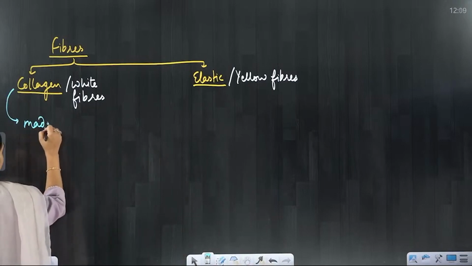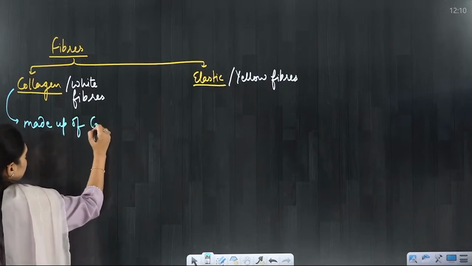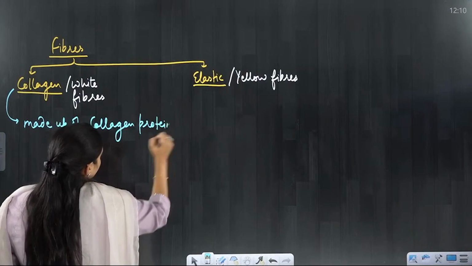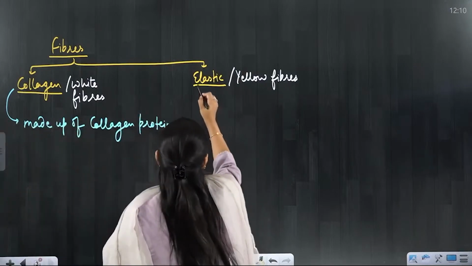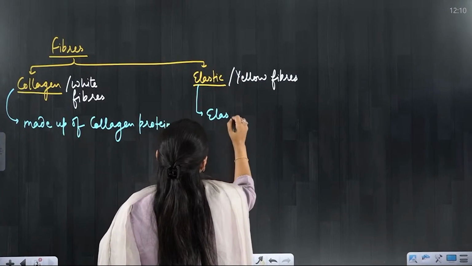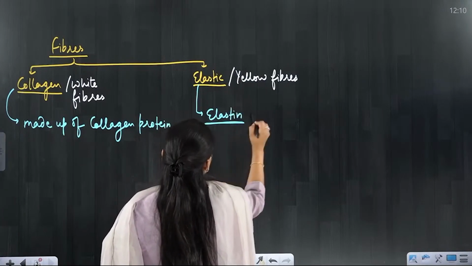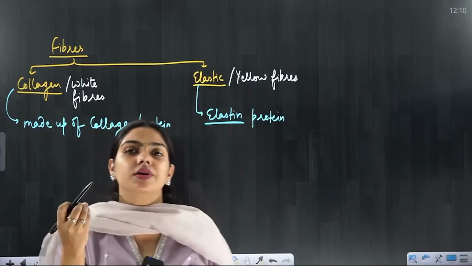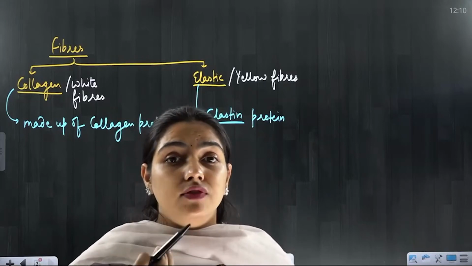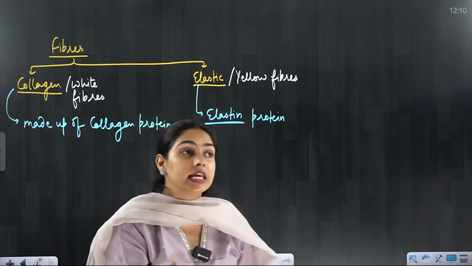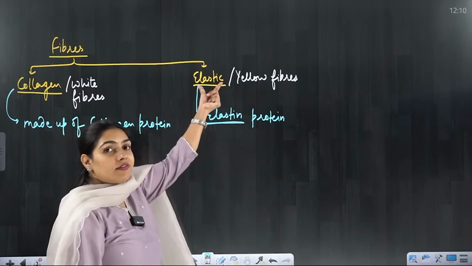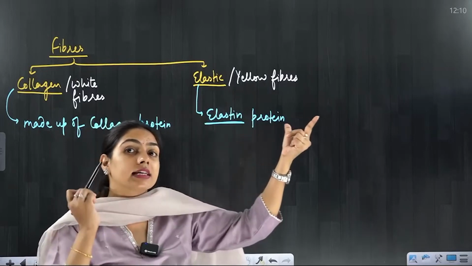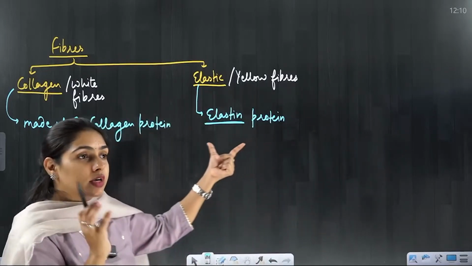Now, the differences: collagen fibers are made up of which protein? They are made up of collagen protein, beta. Whereas elastic fiber is made up of which protein? Elastin protein. Remember, these are the small, minute differences in the terms where you have to be very careful. Elastic is the fiber, elastin is the protein, right? So are you understanding?